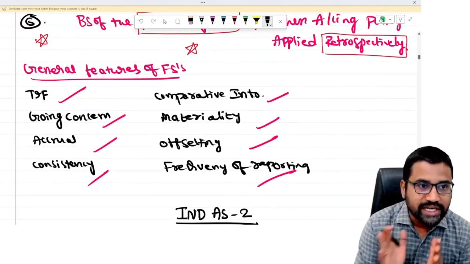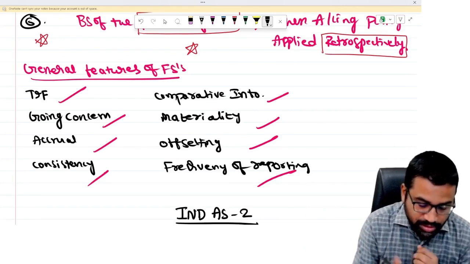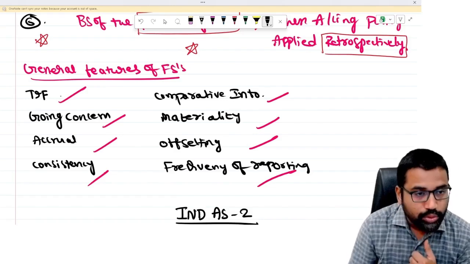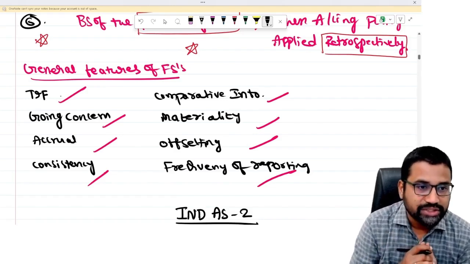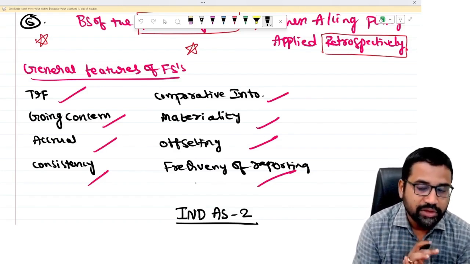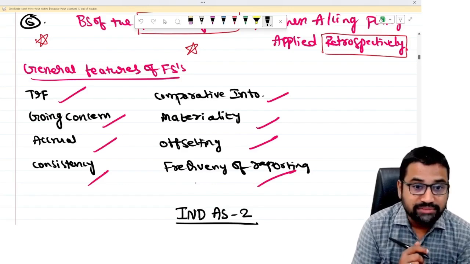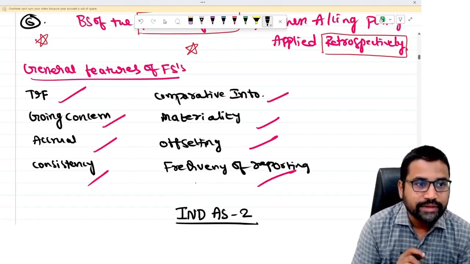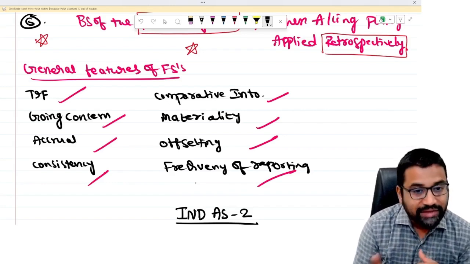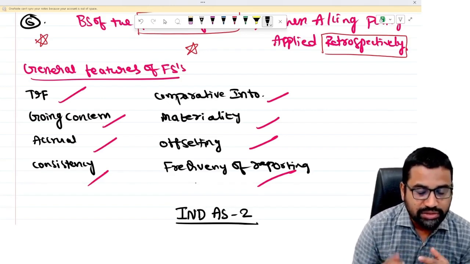I told you, this standard is all about two things. One is requirements of financial statements, another one is disclosures. Now, what are the general features of financial statements? True and fair view, going concern, accrual, consistency, comparative information, materiality, offsetting, frequency of reporting. You should remember this. They may ask a question: explain general features of financial statements as per Ind AS 1. Or it may be asked as an MCQ also: which of the following is a general feature of financial statements as per Ind AS 1? Out of these 8, any one can be given, so the right answer should lie within these 8 only. You can easily remember these, they are the normal things we use.